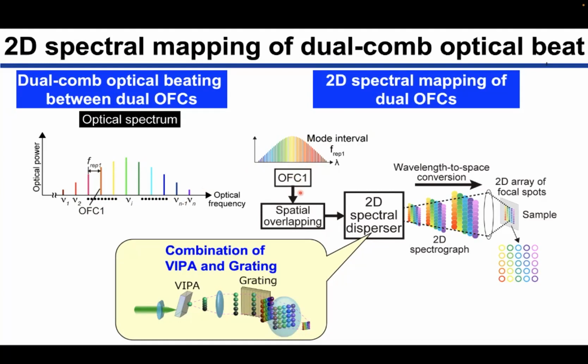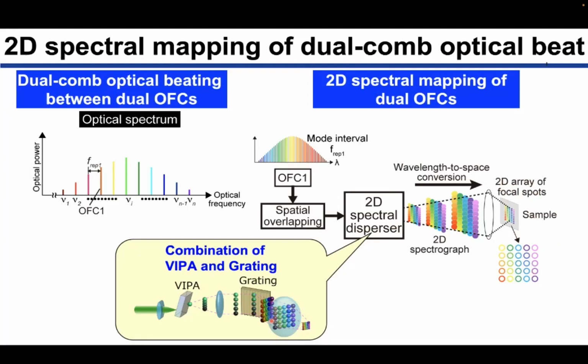So when the OFC1 is incident onto the 2D spectral disperser, a 2D spectral pattern of OFC modes is generated at the optical Fourier plane via the wavelength to space conversion. So this corresponds to the 2D array of excitation spots without the amplitude modulation. So here the 2D spectral disperser is composed of a VIPA and grating.